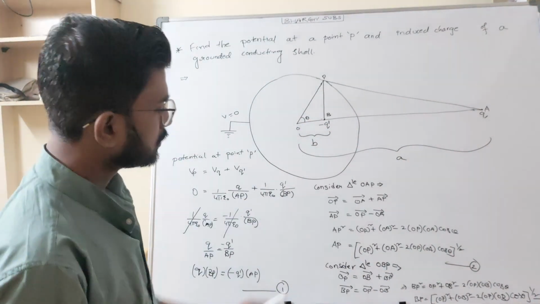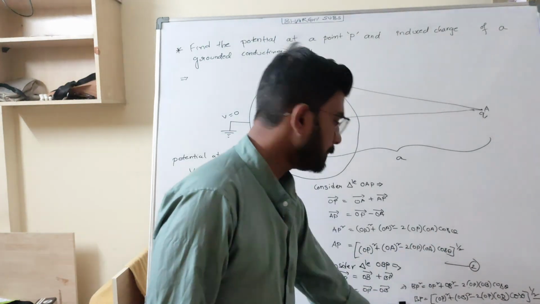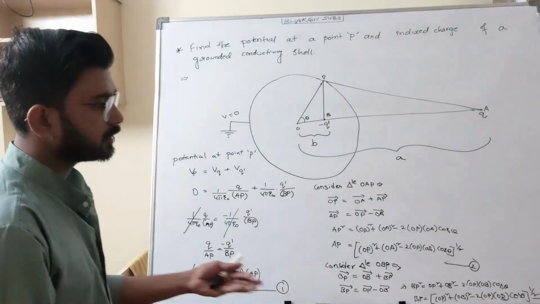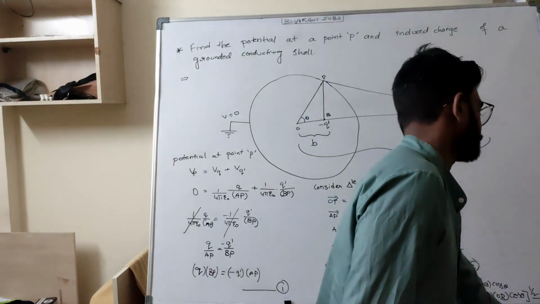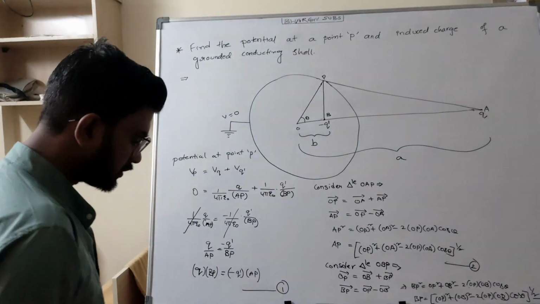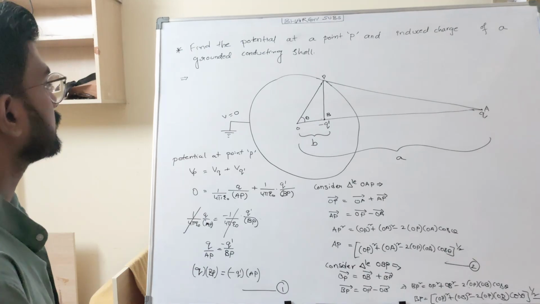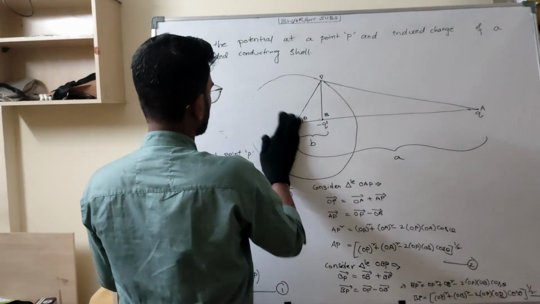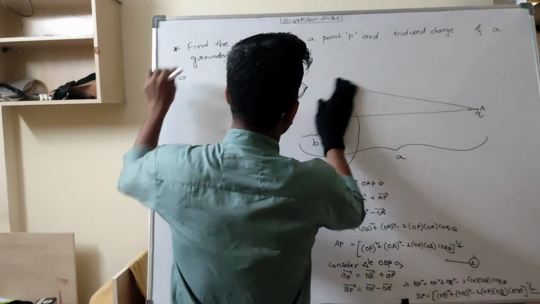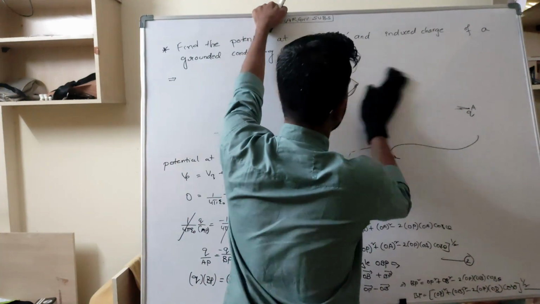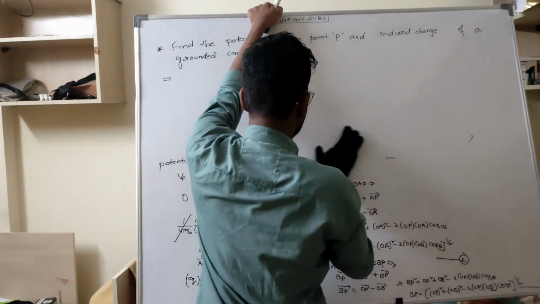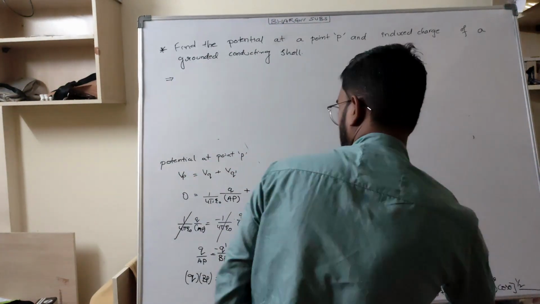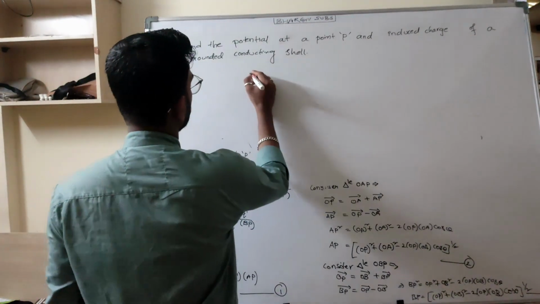So I applied it. Now I got AP and I got BP. Now I have to substitute 2 and 3 in the first equation. So let us see what I will get. I am substituting the values of AP and BP in the first equation. What was the first equation? Q into BP, from 1.